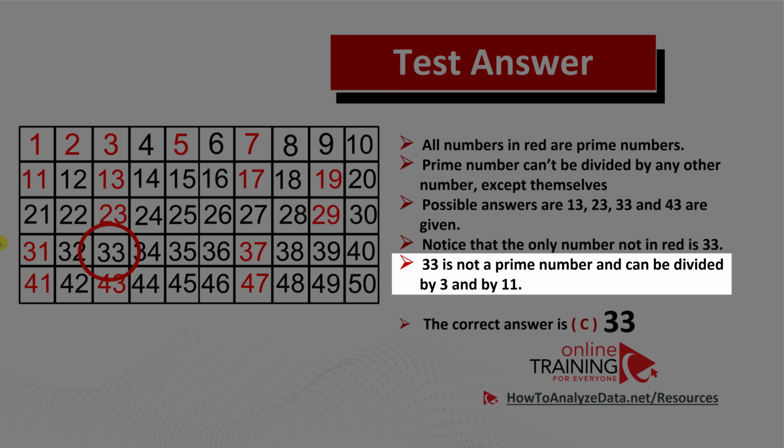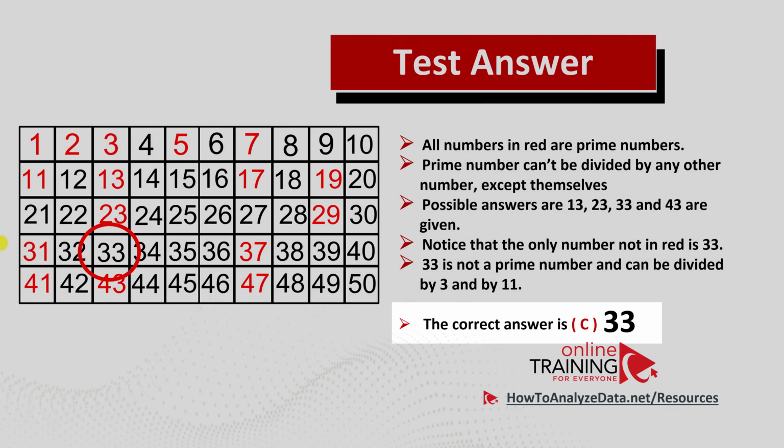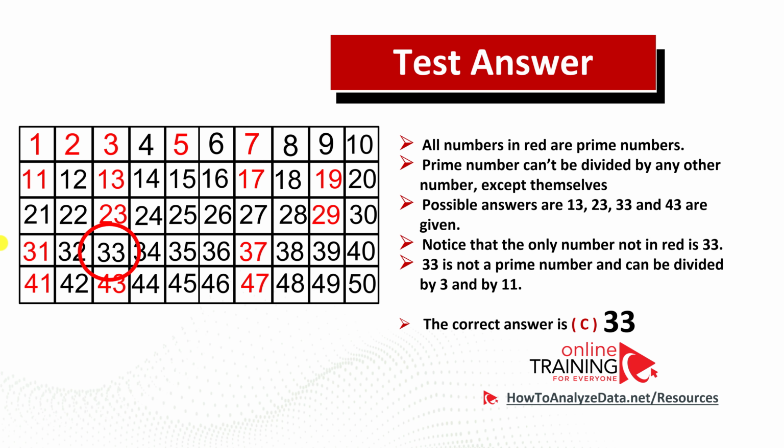Let's recap. All numbers in red presented in the grid are prime numbers. Prime numbers cannot be divided by any other number except themselves. Possible answers are 13, 23, 33, and 43. And the only number that is not a prime number is 33. 33 is not a prime number because it can be easily divided by 3 and by 11. So the correct choice here is choice C, 33. Hopefully you've nailed this question and now know how to answer these types of questions on the test.